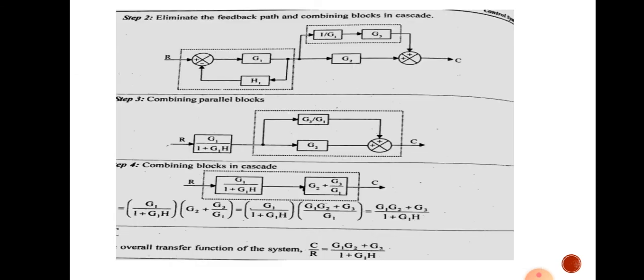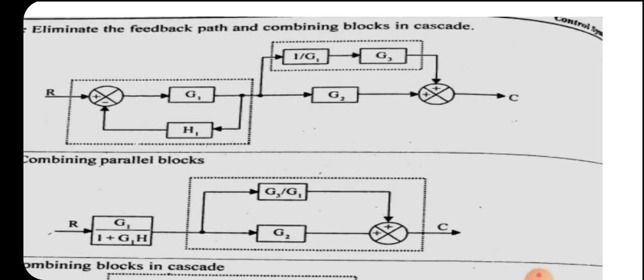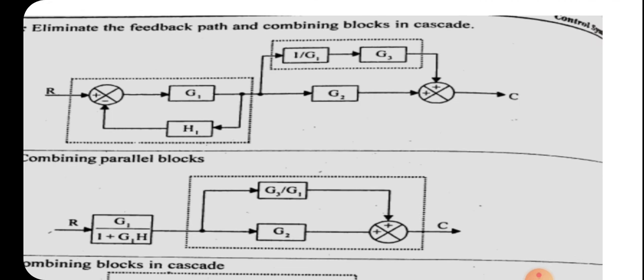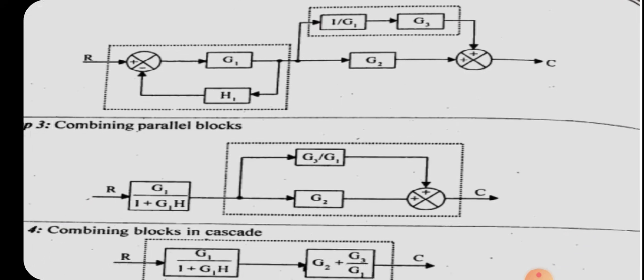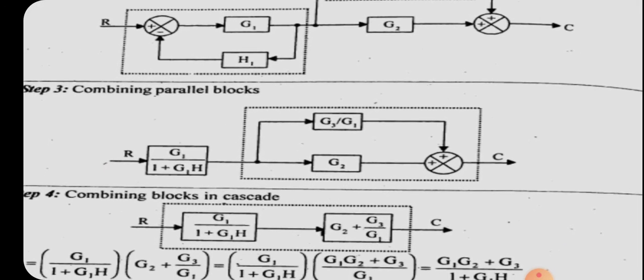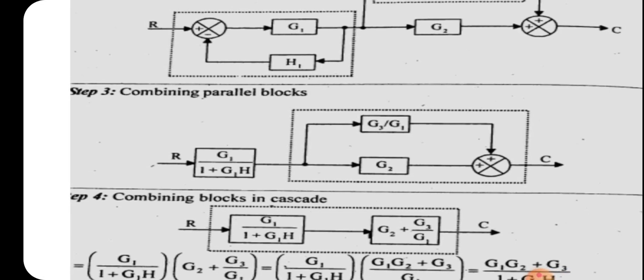Okay, let us go to the problem. When we apply rule 1 to the second block, we get 1/G1 into G3, which will be G3 by G1. The rest of the part will be the same. And also, in step 3, we can also solve the second dotted box.